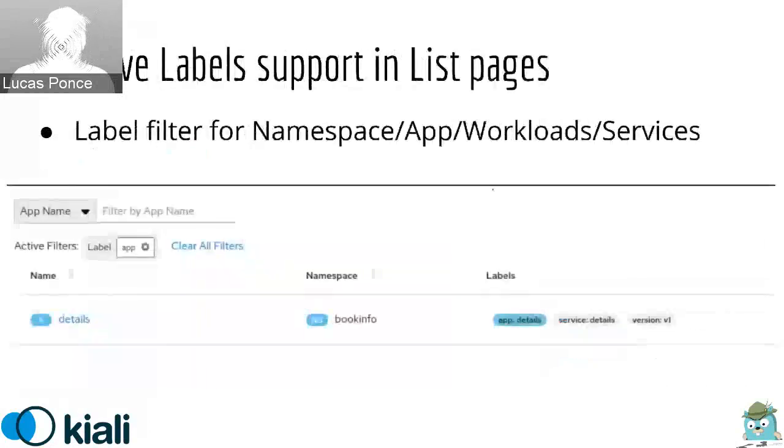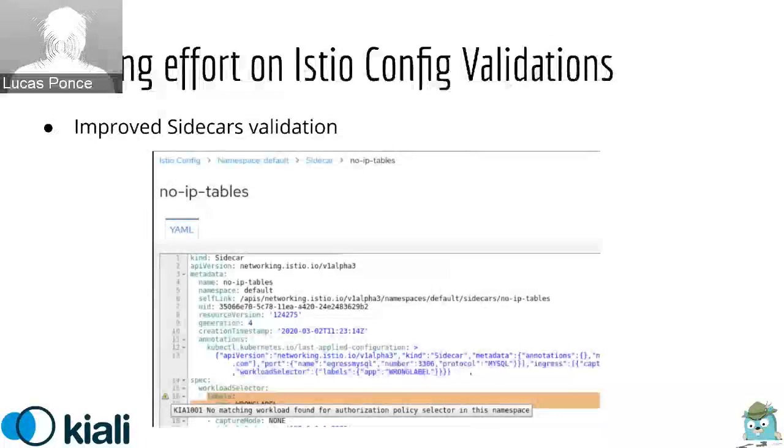Another improvement that we did in the sprint is to add support for filtering by labels in the list pages. Now we provide filters in the namespace, overview, app, workload and services list pages. So we will be able to combine the existing filters by name, by status, etc., with the label filter. Also, we are working on providing the visualization of these labels in the apps in this list.